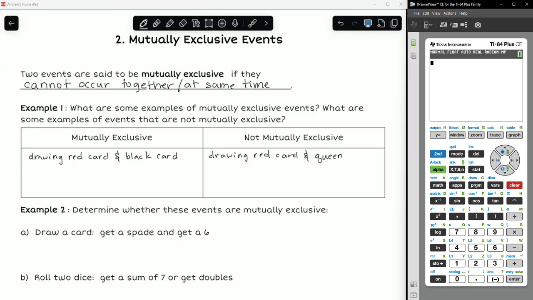For another example, we looked at rolling dice in our last video. For mutually exclusive, rolling an odd number and an even number would be mutually exclusive because my die face can either be odd or even, 1, 3, 5 or 2, 4, 6. Those two lists of numbers don't have any overlap, so they can't happen at the same time.